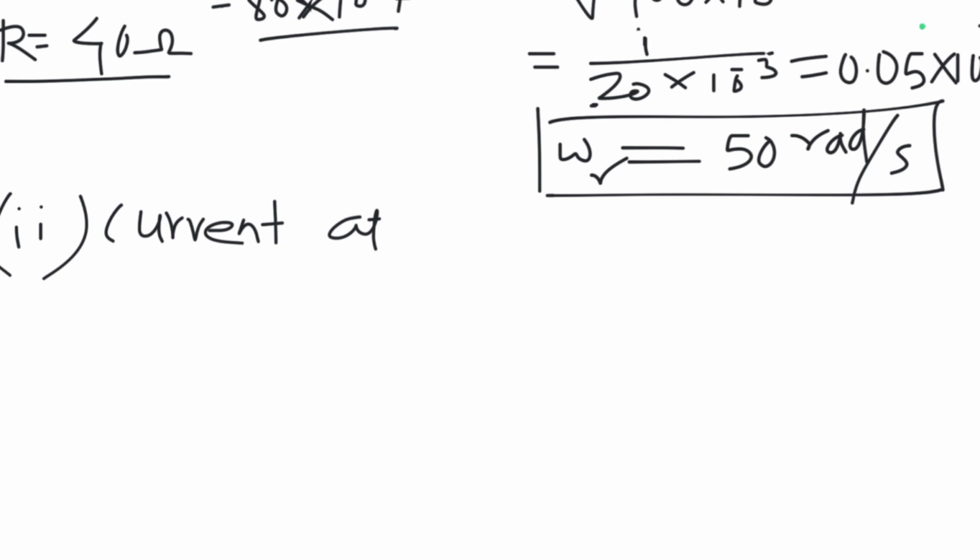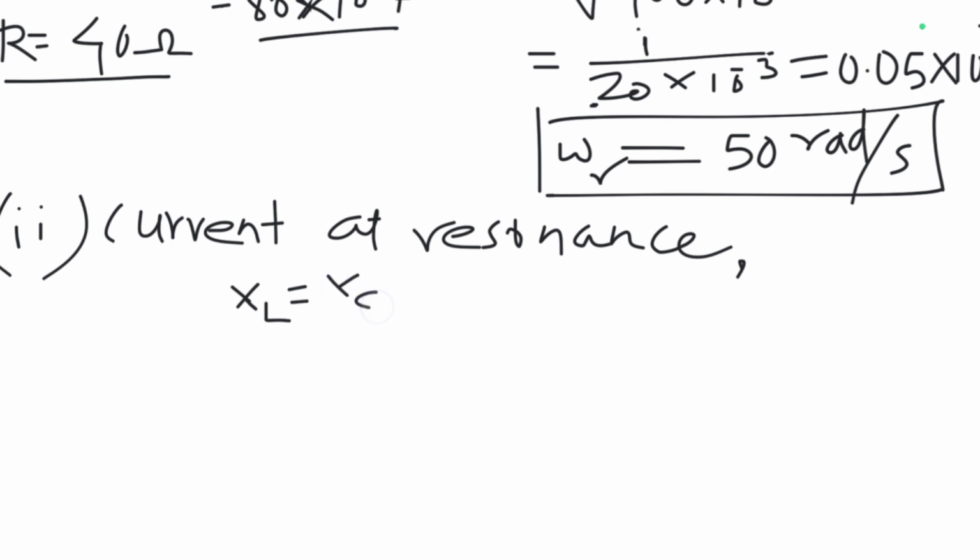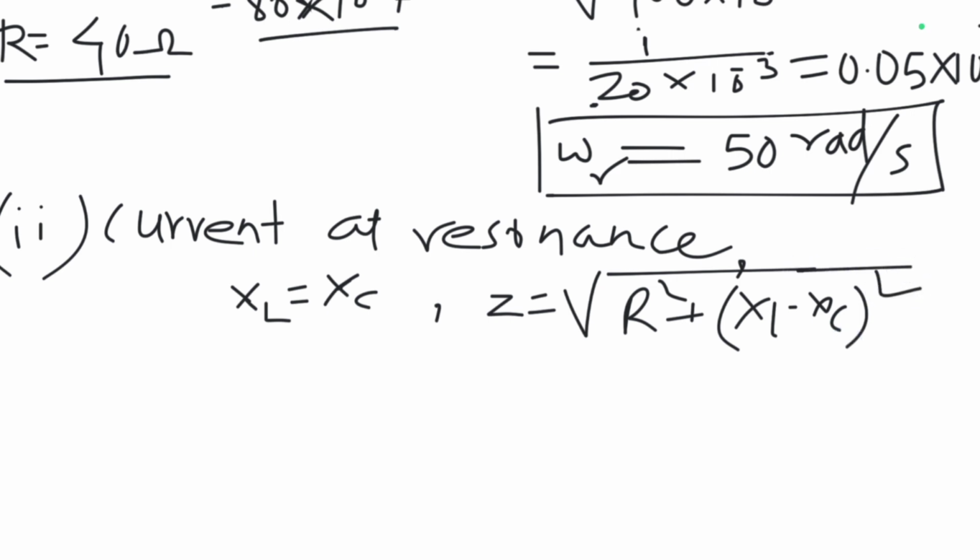For calculating the current at resonance, we know that in the resonance condition, the reactance of the inductance and the capacitive reactance become equal. This is the basic concept that you should know. The impedance, which we usually calculate as the square root of R square plus (XL minus XC) whole square, becomes only R, since both reactances are the same. So we can say Z is equal to only R.